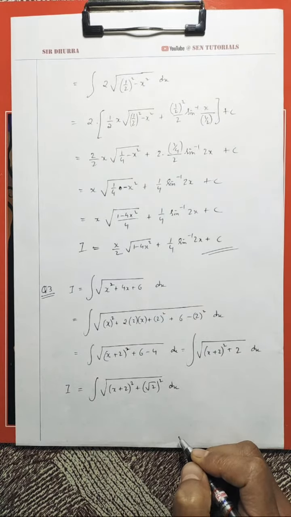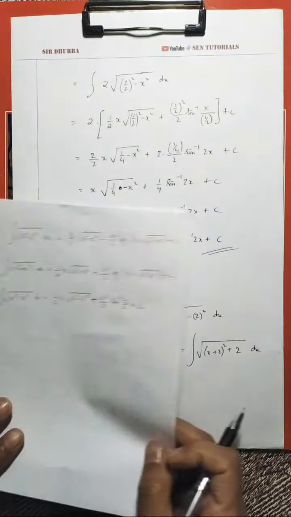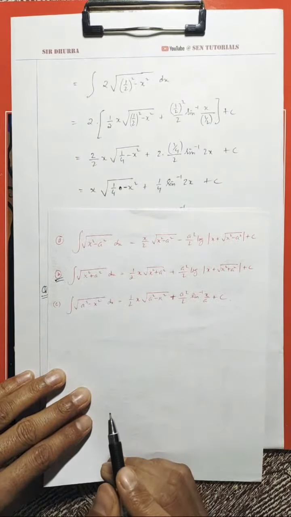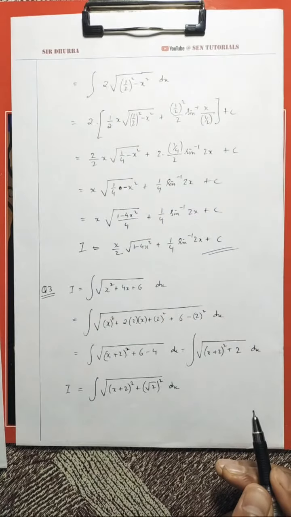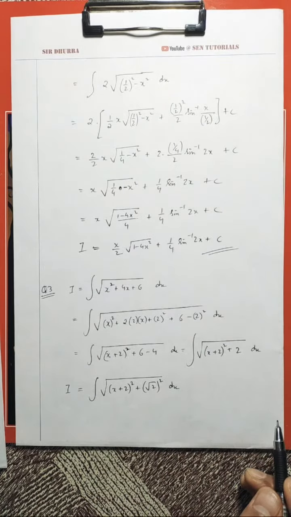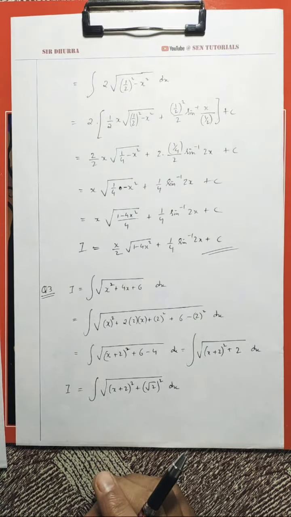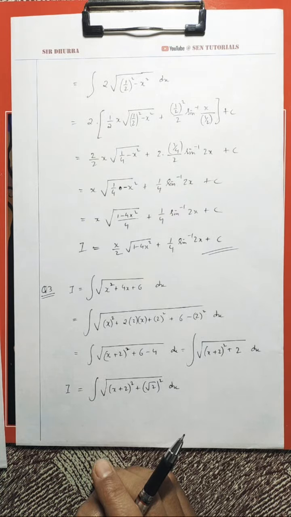So now in this case we will be using the formula in this one, number B, root over of x square plus a square. Okay, quickly note it down. Done.